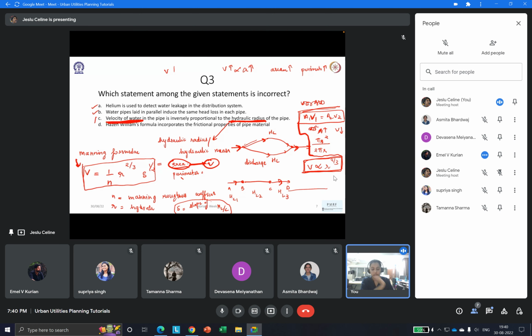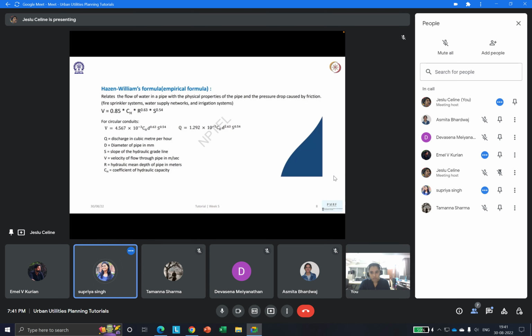Now let's look at the next one. The Hazen-Williams formula incorporates the frictional properties of pipe material. Is this right? Okay, let's see what the Hazen-Williams formula is. So yes, the option is right, D option is right. In the Hazen-Williams formula, when we discussed it, we discussed how it takes friction into account.